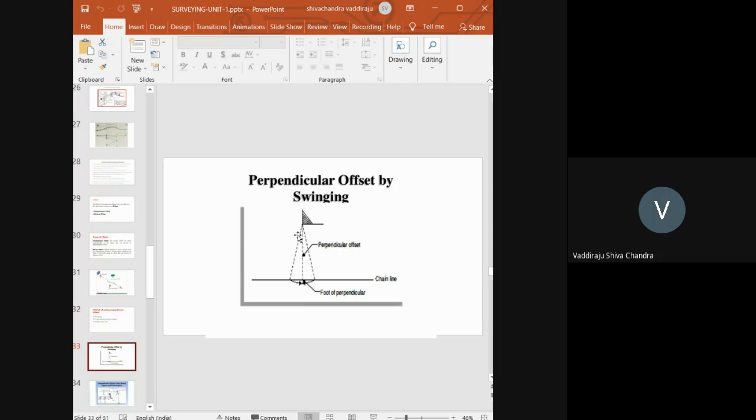You can see from this figure, this distance is more when compared to this distance, right? This figure itself is self-explanatory. This is inclined, but this is perfectly straight. So this becomes the foot of the perpendicular offset. So this technique is used when there are no instruments available for you to establish the offset. So it's an approximation method.